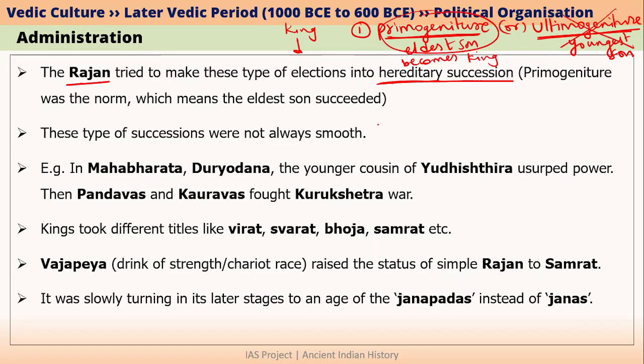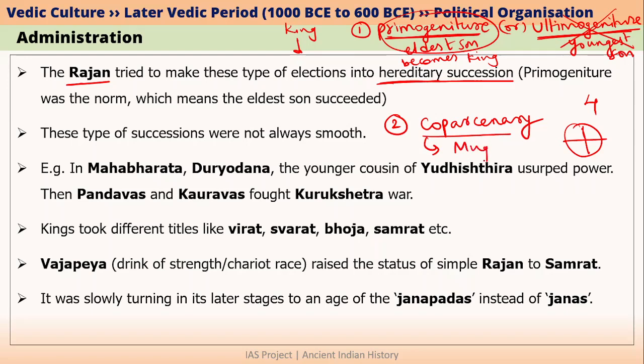Then there is also another kind of hereditary succession, which is called co-parcenary type of succession. Co-parcenary type of succession means that, for example, if the king has, let's say, 4 sons, then the kingdom is divided into 4 parts and one part goes to each son. This is called co-parcenary type of succession. This type of succession was followed by Mughals.